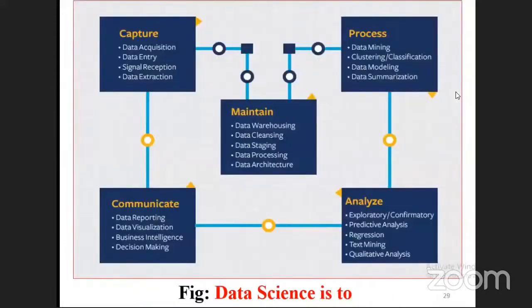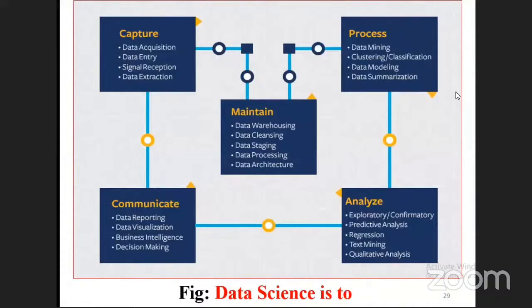So data science has five steps: capturing the data with the help of data acquisition, data entry, signal reception, data extraction. Then we are maintaining the database with the help of data warehousing tools like Informatica, Hadoop, Hive, HBase, Cassandra, etc.